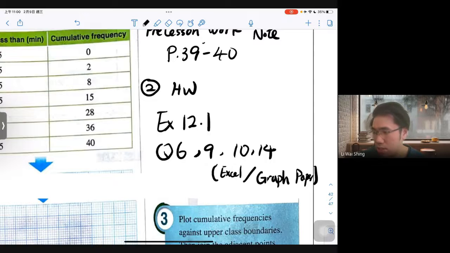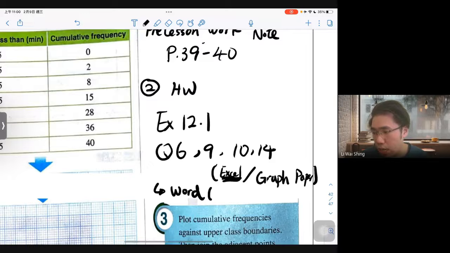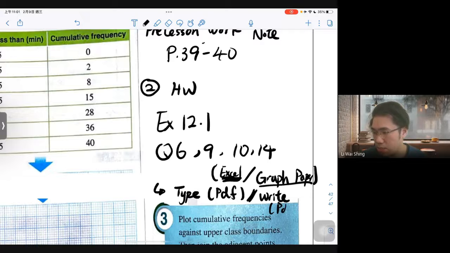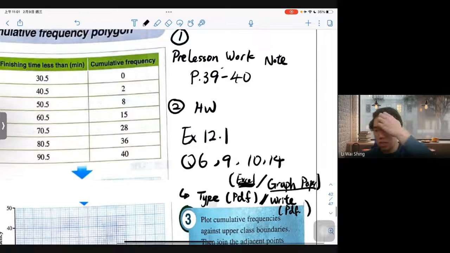If you submit your work to me, you can submit it in a Word document. If you use Excel, I won't ask you to print it out and then write all the answers there. You can submit a Word and convert it into a PDF. That means you can type your answers, just like you are a university student. Post all your figures there, make it as a PDF, or you can write all your answers if you use graph paper and make it into a PDF. No matter which one, I will accept that.